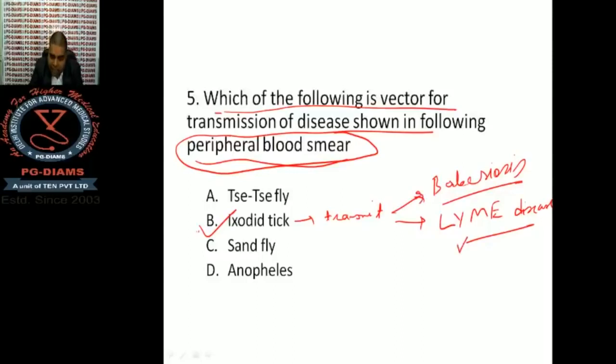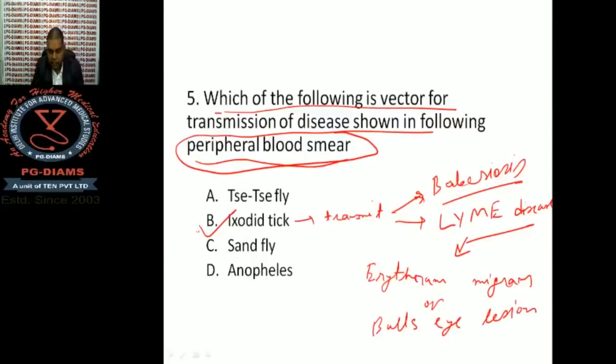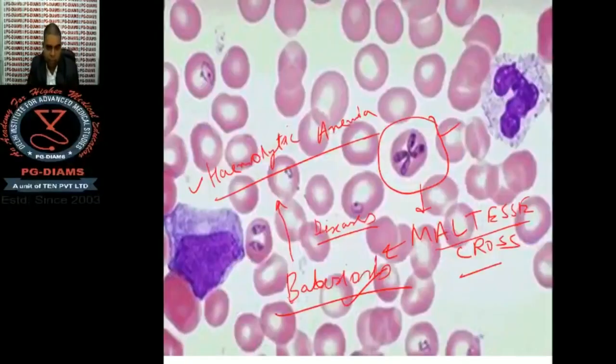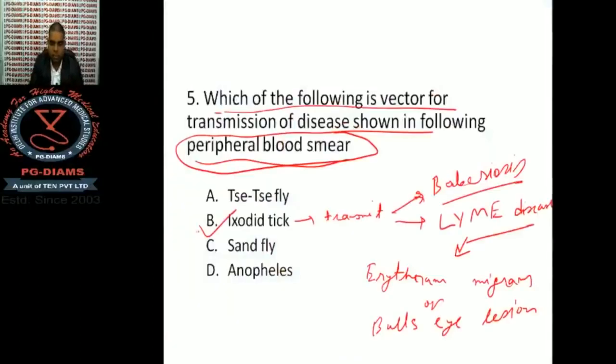In Lyme disease, we have erythema migrans, or bull's eye lesion. What is a bull's eye lesion? I think I have a slide for that also. Yeah. So we will understand this bull's eye lesion in that diagram which I will show you.